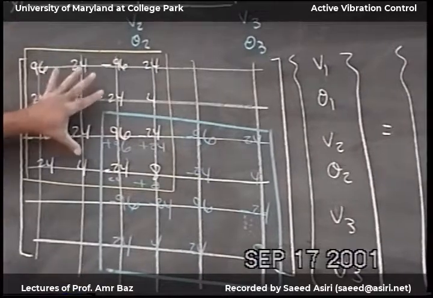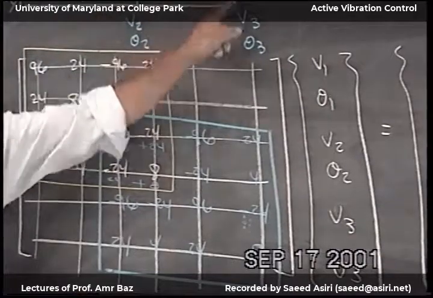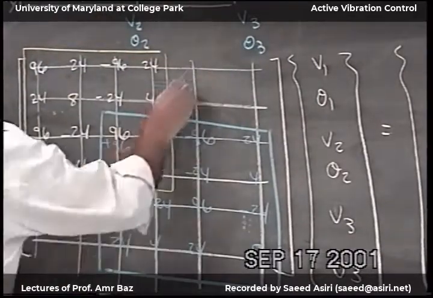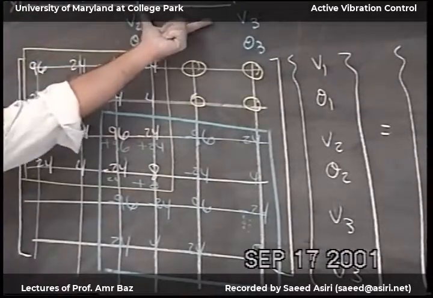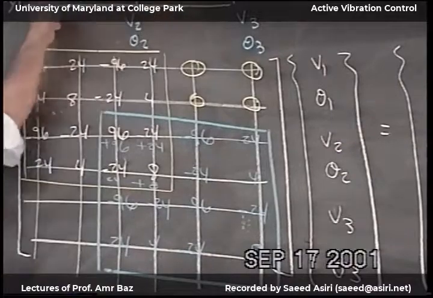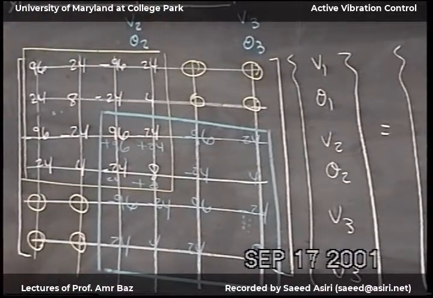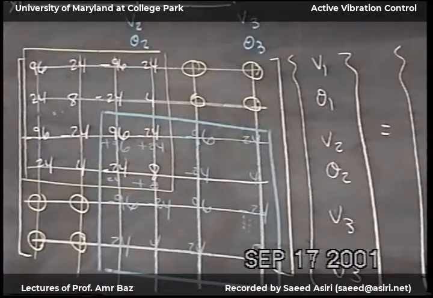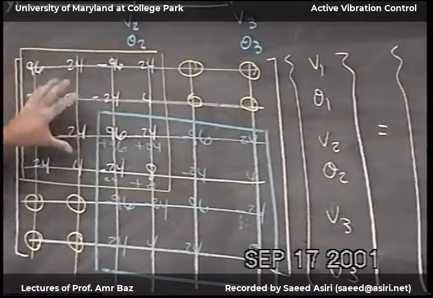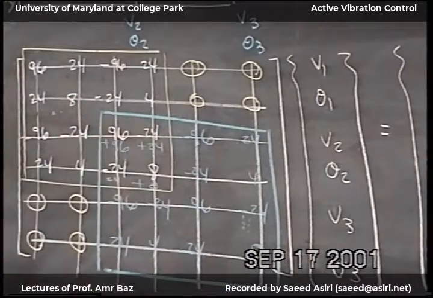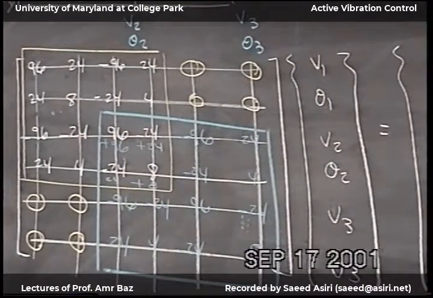The first element is between 1 and 2. It has nothing to do with 3. So everything here will be zeros. The second element between 2 and 3 is not connected to 1. So everything here will be 0. Now the assembly of the stiffness matrix is now everything as it is except for the overlap zone where I have superposition of the elements.